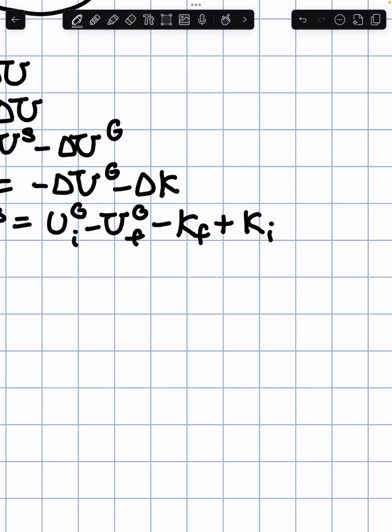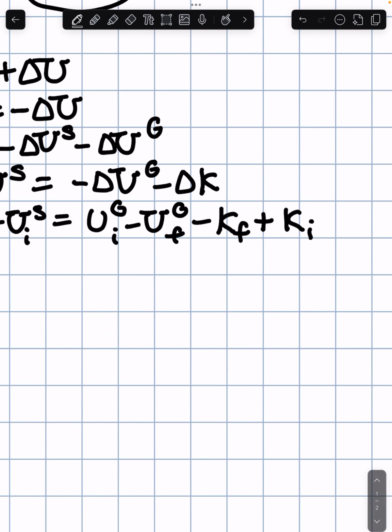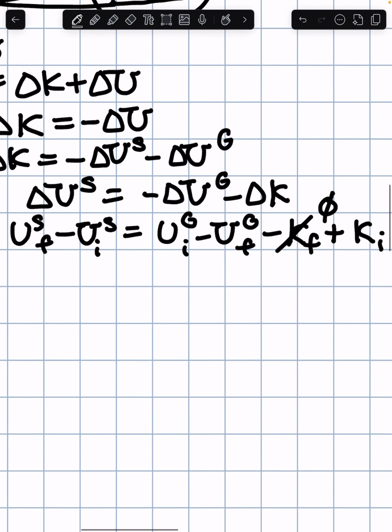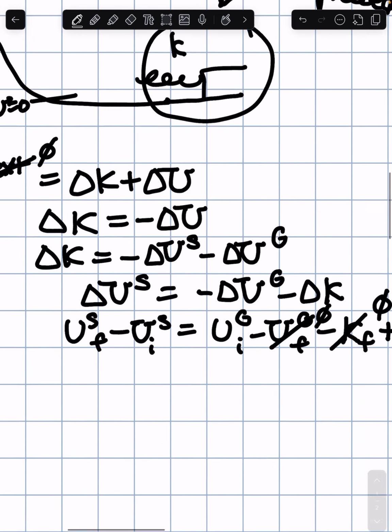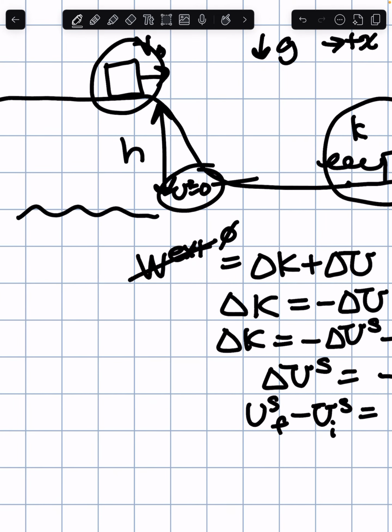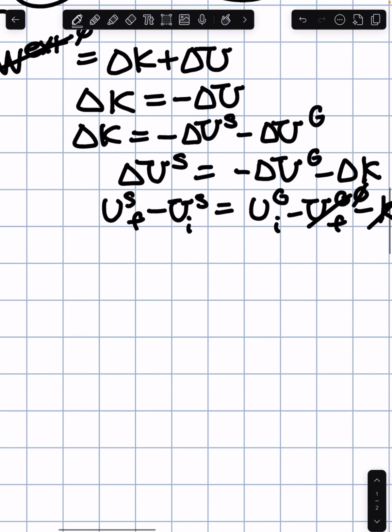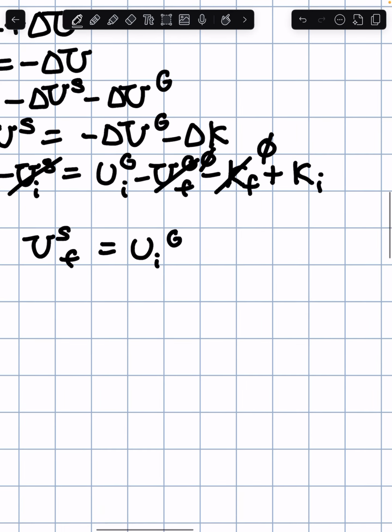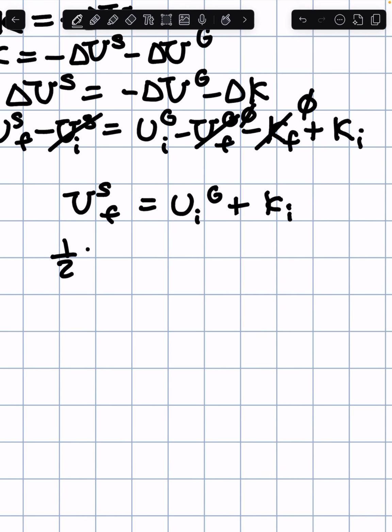kinetic energy initial. The kinetic energy final is going to be 0 because it's going to be at rest when it stops, when it's fully compressed. The U gravity final is going to be 0 because it's going to be at our 0 potential that we defined earlier. And our initial spring energy is going to be 0 because it is uncompressed. So let's write this out. U spring final equals U gravity initial plus K initial. Okay, finally, ready to solve.